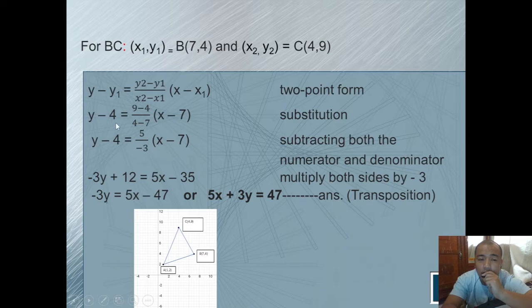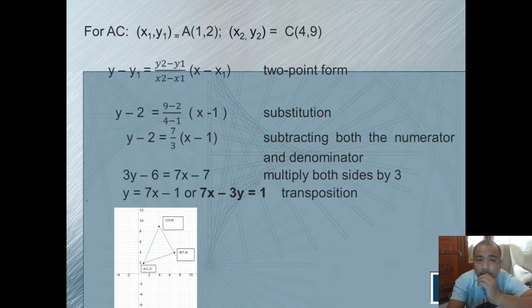Then we will multiply this equation now by negative 3, so it becomes negative 3y plus 12 equals 5x minus 35. Right, the denominators cancel. Then transpose 12, negative 35 minus 12 is negative 47. And then we transpose negative 3y to the right side, becomes 5x plus 3y. Then we transpose negative 47 to the left side, becomes positive 47. So the equation of side BC is 5x plus 3y equals 47 in ax plus by equals c form, with the help of the 2-point form of the equation of the line.